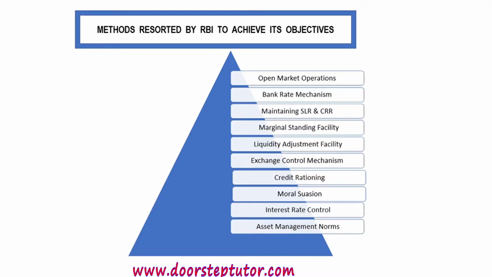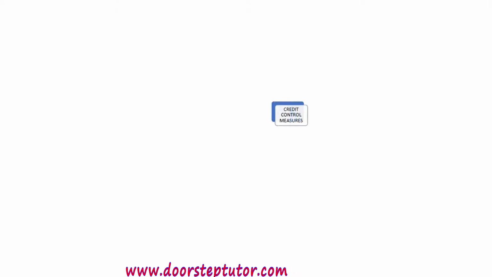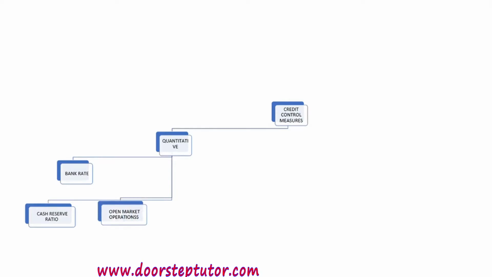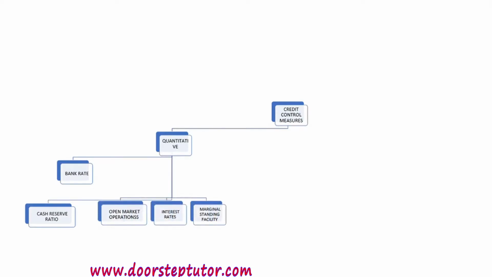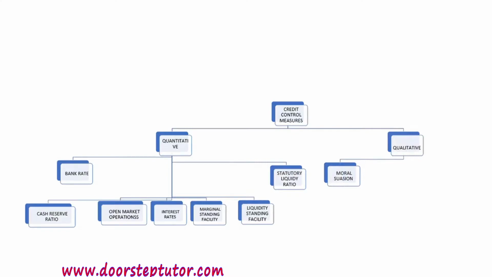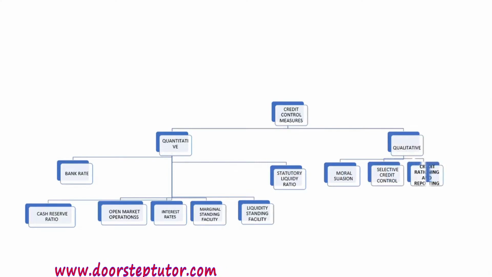Then asset management norms. Looking in detail one by one, we'll see first the credit control measures, which are divided into two: quantitative. In quantitative, we have bank rate, cash reserve ratio, open market operations, interest rates, marginal standing facility, liquidity adjustment facility, statutory liquidity ratio. And then qualitative credit control measures, we have moral suasion, selective credit control, credit rationing and reporting, and direct action and licensing. Let us look in detail.